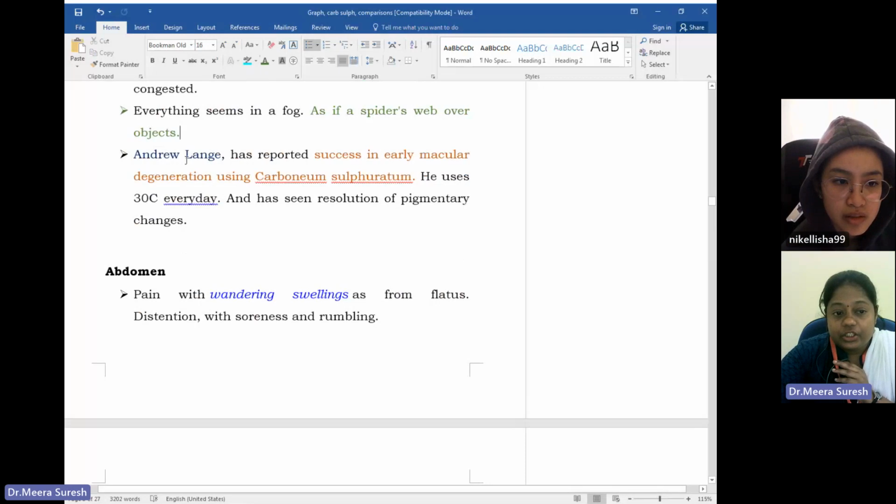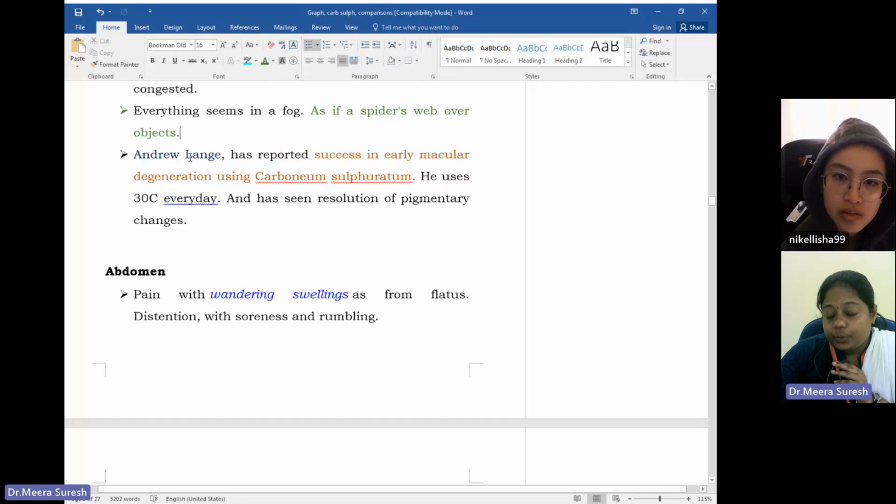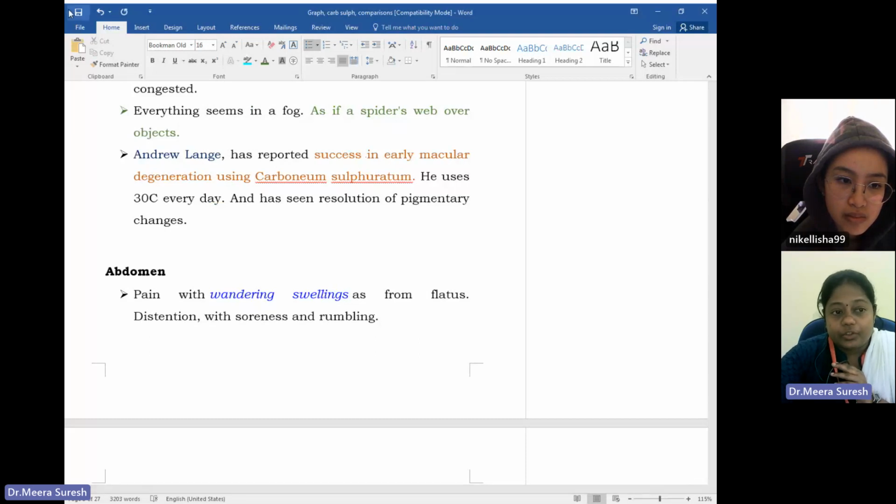Then this is a physician of that time, whom I got this from, J.H. Clark. So maybe a physician of that time. He has reported success in early macular degeneration using carbonium sulfuratum. And he used to give medicine 30C every day. So I don't know whether my professor was also following this statement, because he also used to give 30C. And that was given for macular degeneration. This physician has seen resolution in case of all these pigmentary changes.